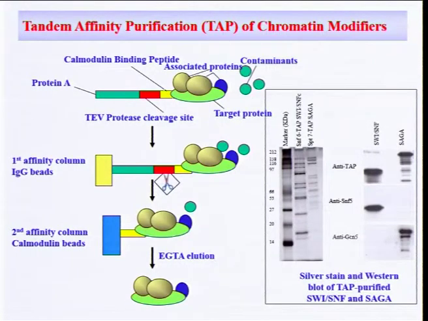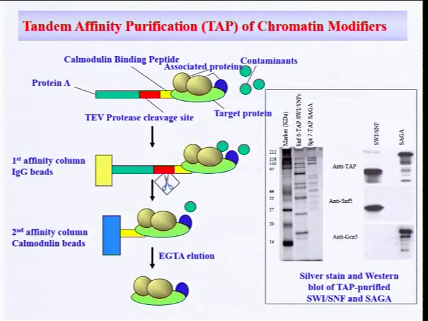For all of our assays, we need to purify these protein complexes, native forms of these protein complexes, and the way we do that is through a tandem affinity purification technique where the protein of interest is tagged. It has a protein A tag that binds to IgG beads. It has a protease cleavage site which then can be cleaved, and it also has a calmodulin binding peptide that binds to calmodulin beads which later can be eluted. So it's through a two-step affinity purification that we purify most of our protein complexes.